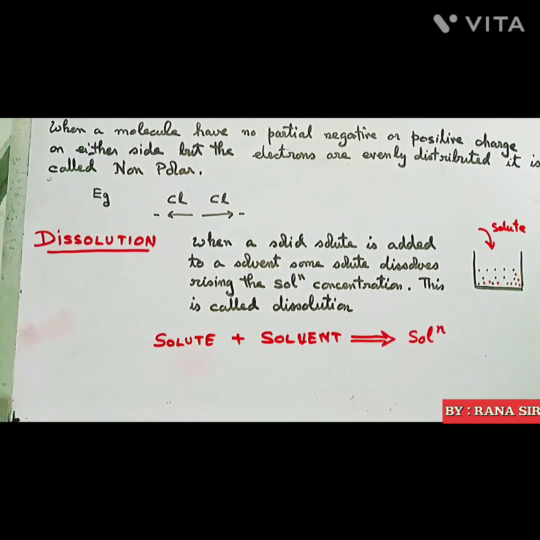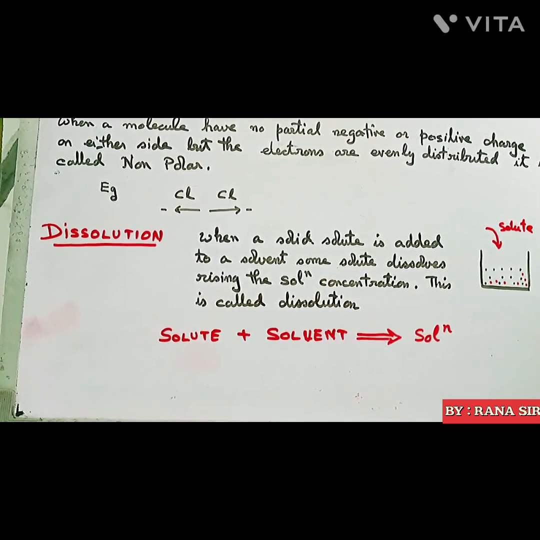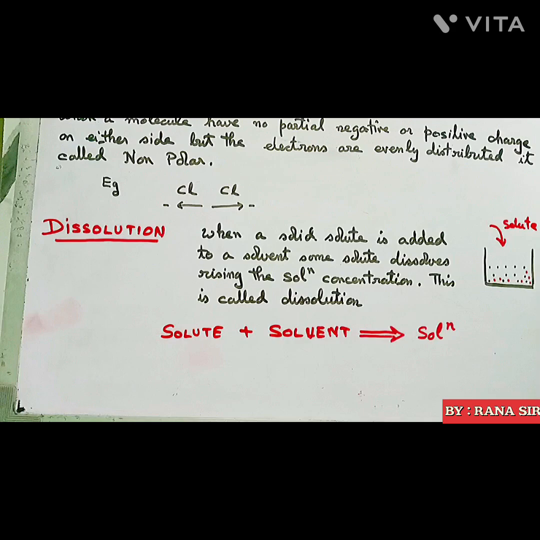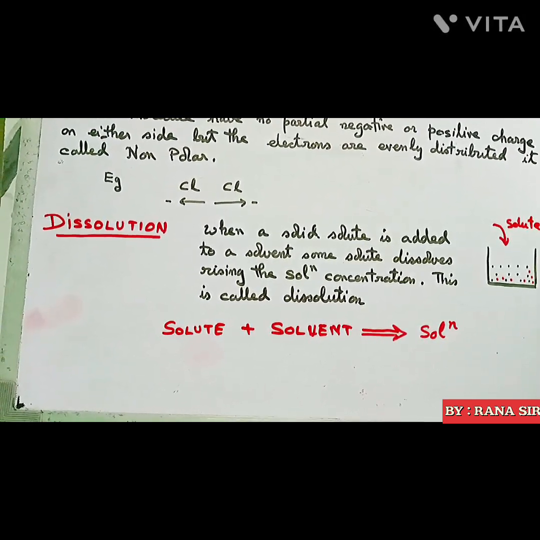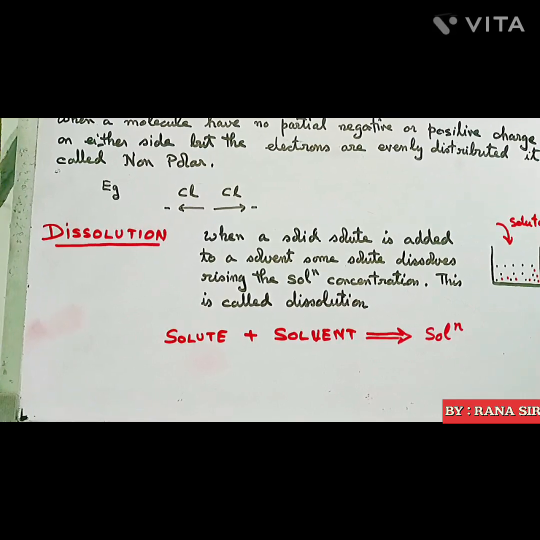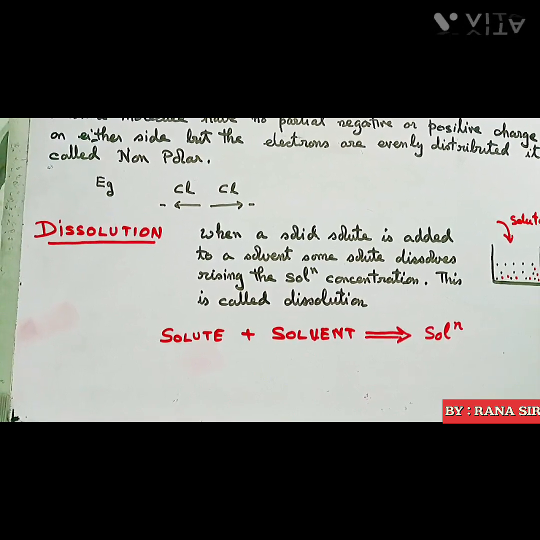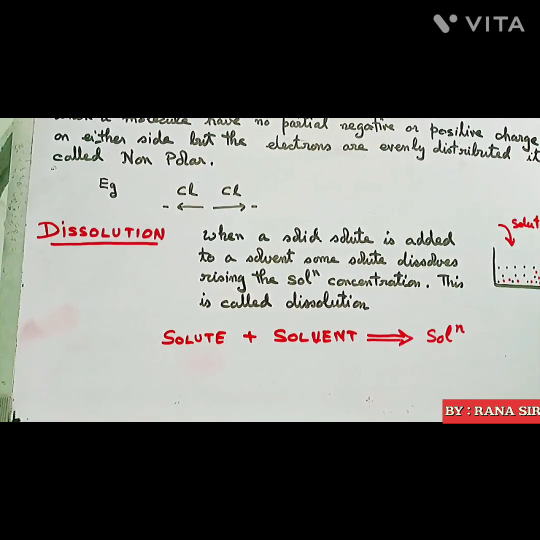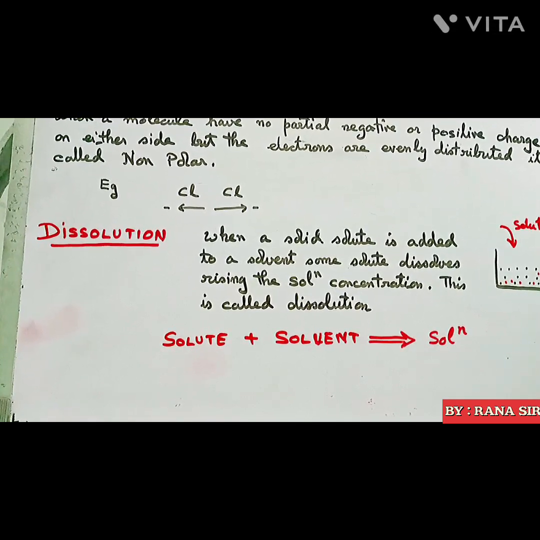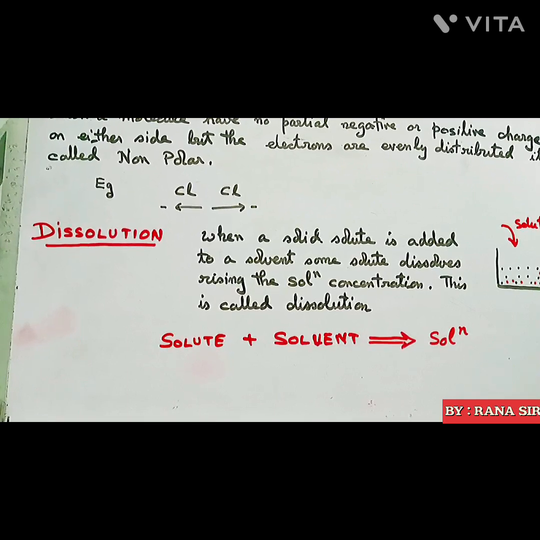Next, dissolution. So when a solid solute is added to a solvent, some solute dissolves, raising the solution concentration. So when solute dissolves in solvent, what happens? The solution concentration rises. Now instantly not all the solute will dissolve. Some of it is still not dissolved. So the amount of solute which dissolved, raising the concentration of solution, is known as dissolution.